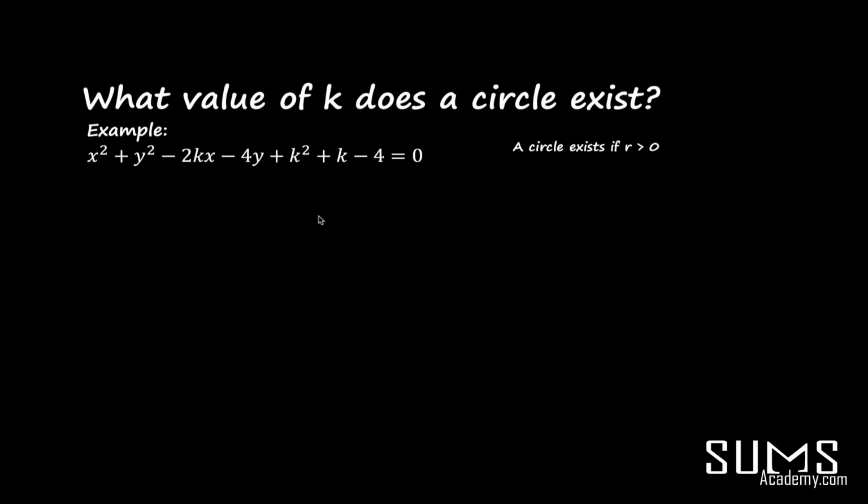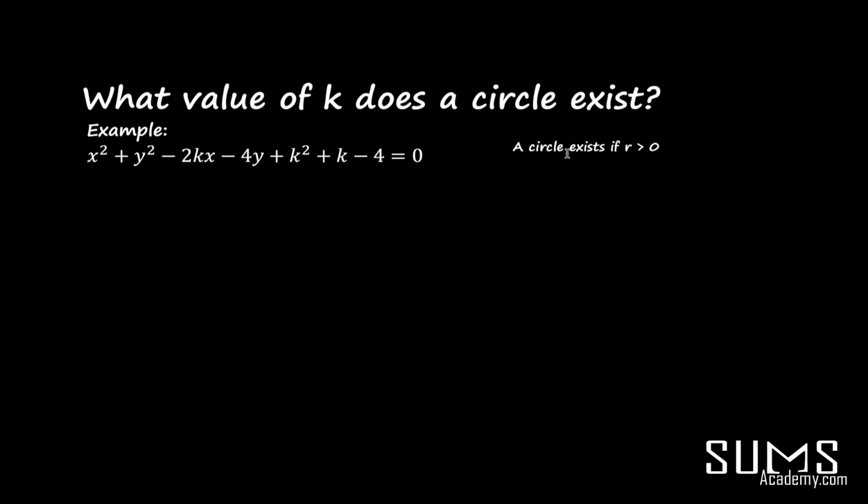So in this lesson, we're going to look at how you can use the rules from the general equation to solve unknowns about a question. Here we're asked, for what values does a circle exist in this equation of a circle? If you think about it, when can a circle exist?